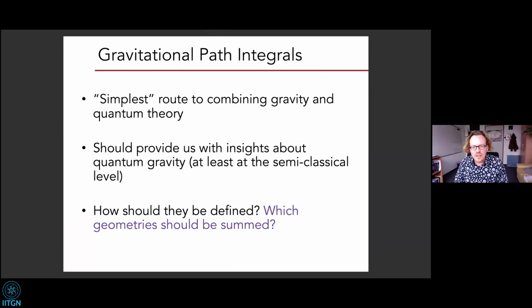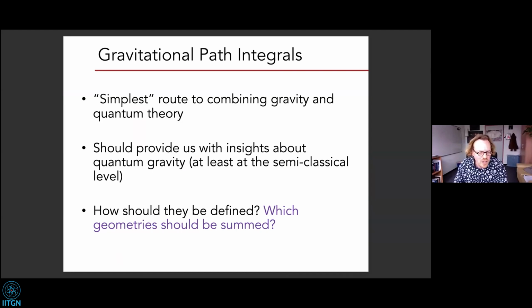Now, why should we be interested in gravitational path integrals? Well, in some sense, this is the simplest way of combining gravity and quantum theory. Feynman's path integral approach to quantum mechanics is essentially the most useful formulation of quantum theory, in terms of generalizing it to more and more complicated systems, and including also gravity. And so even though it's fairly clear that this will not be the ultimate theory of quantum gravity, certainly it is likely to be a useful theory at the semi-classical level.